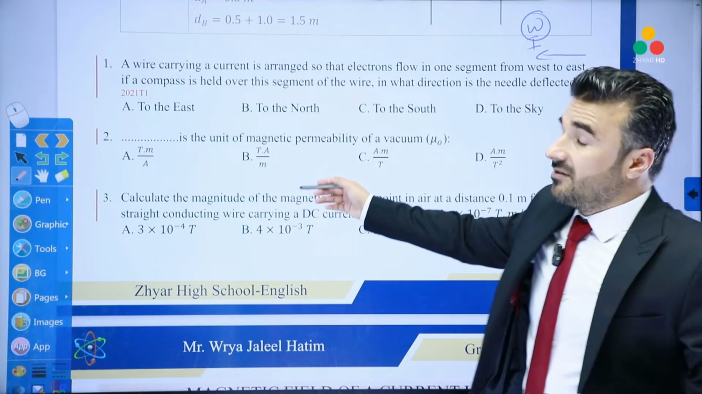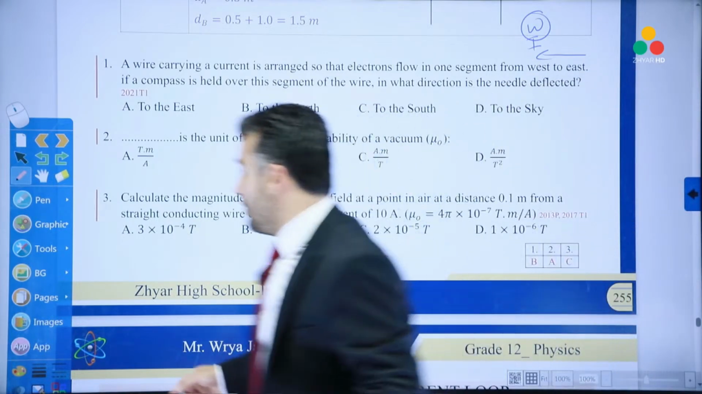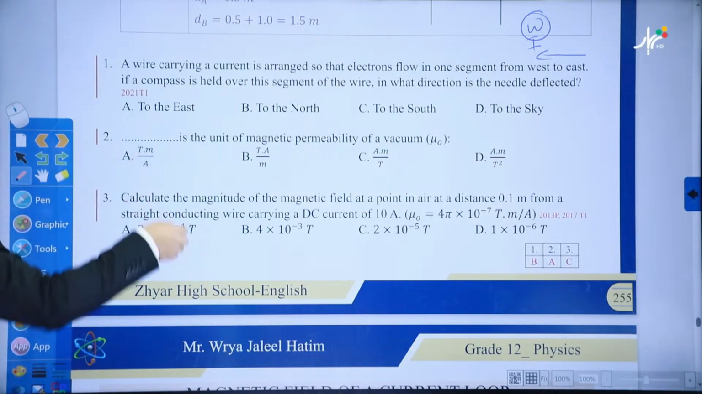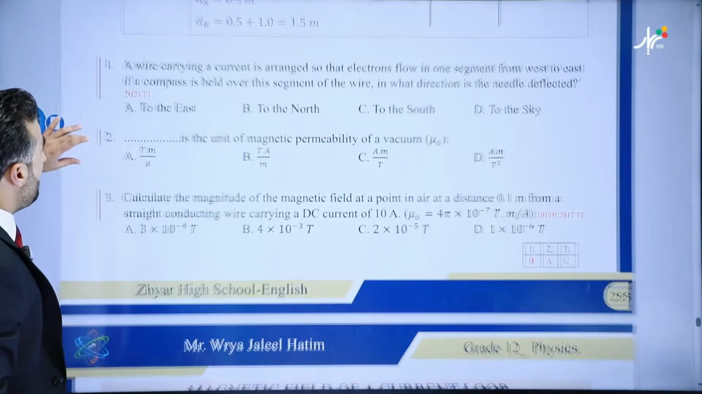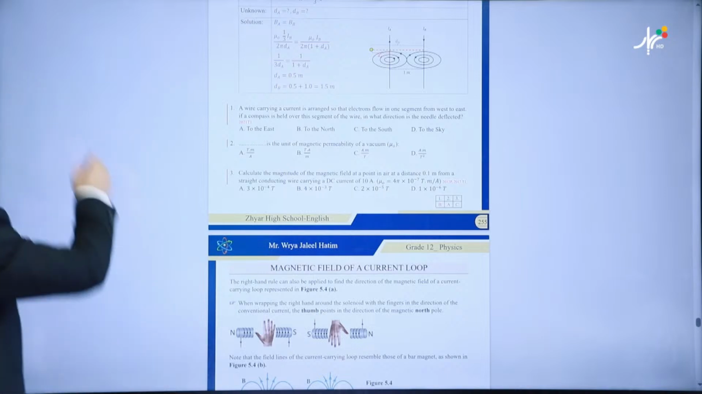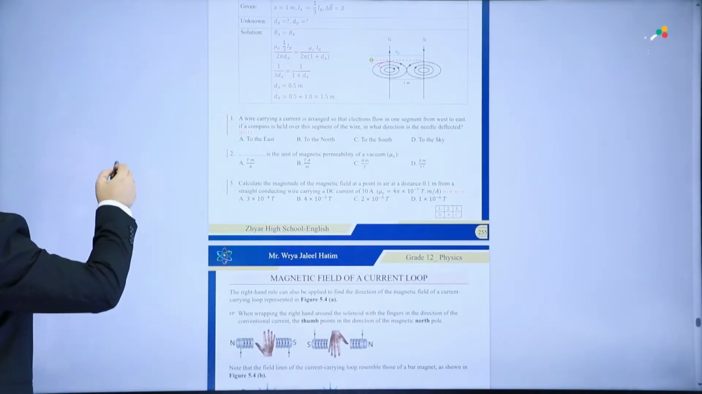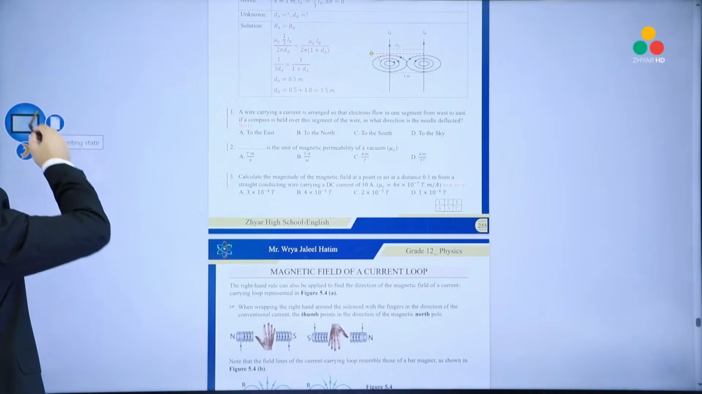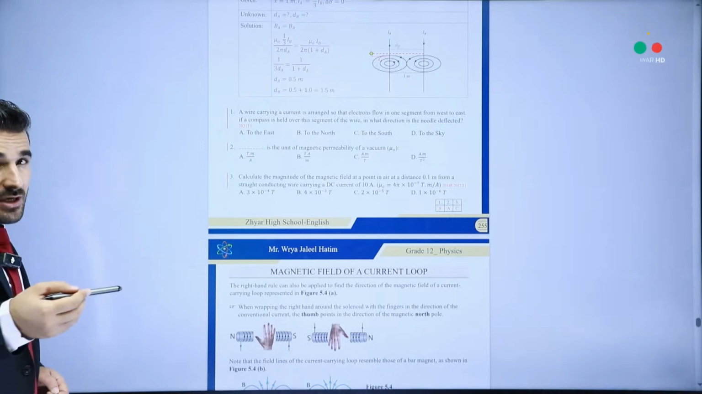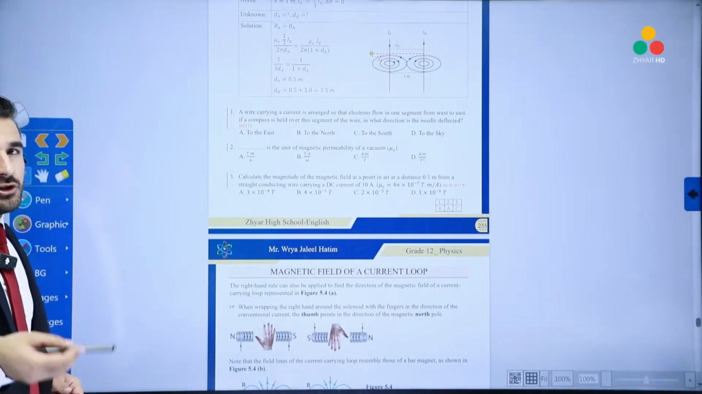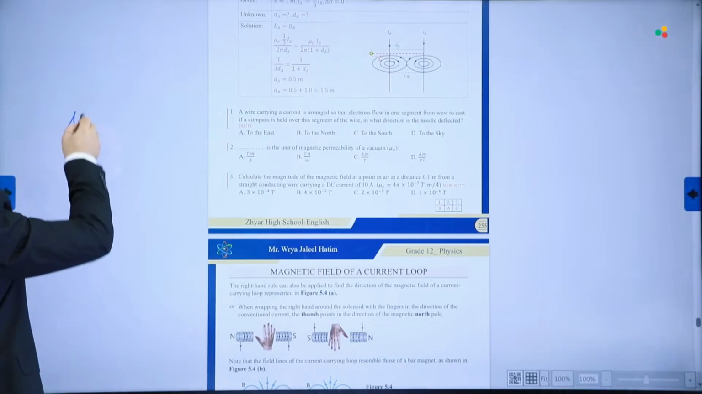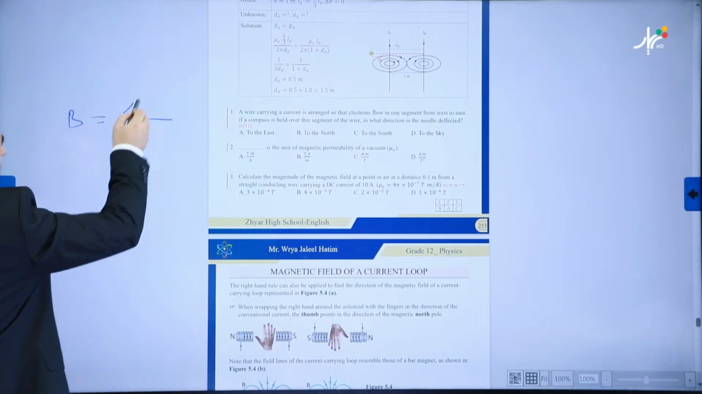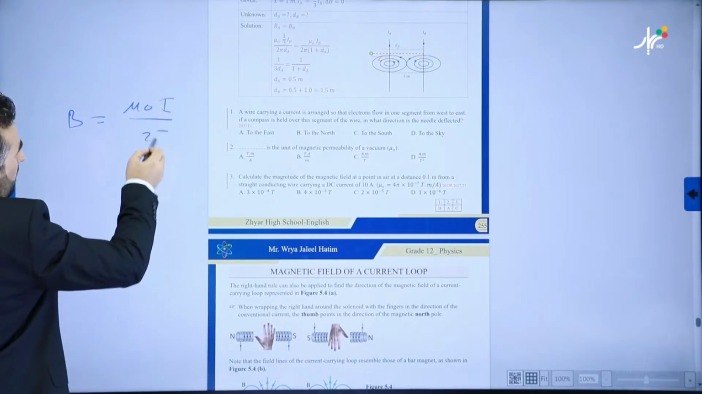So which one is the unit of magnetic permeability of a vacuum? Once again, if you forgot which one is the unit, just make sure that you know the equation for the magnetic field strength of a wire. So of course we said B equals, let's get this back. What is B equal to? B equals mu naught I over 2 pi d.